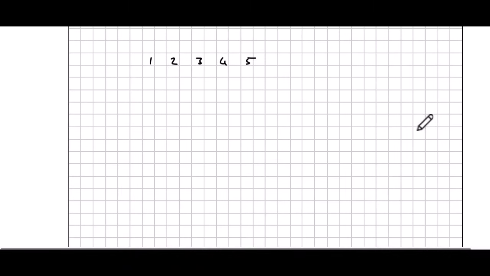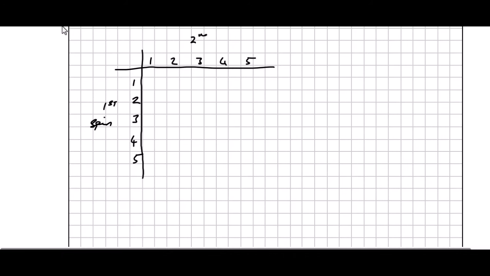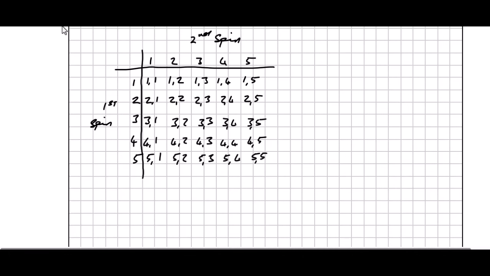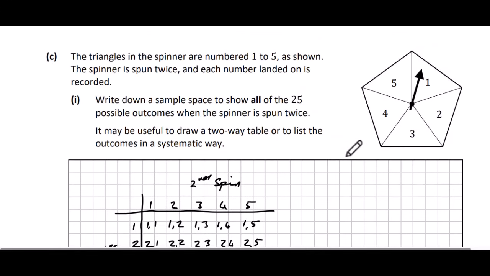So we got 1, 2, 3, 4, 5. So I'm going to say that this is the first spin, and this is the second spin here. So here we would get 1,1, then we get 1,2, 1,3, 1,4, 1,5, 2,1, 2,2, 2,3, 2,4, 2,5, and so on. And that's it. I think that's all we had to do. Write down the sample space to show all 25 possible outcomes. Okay, so we've done that.